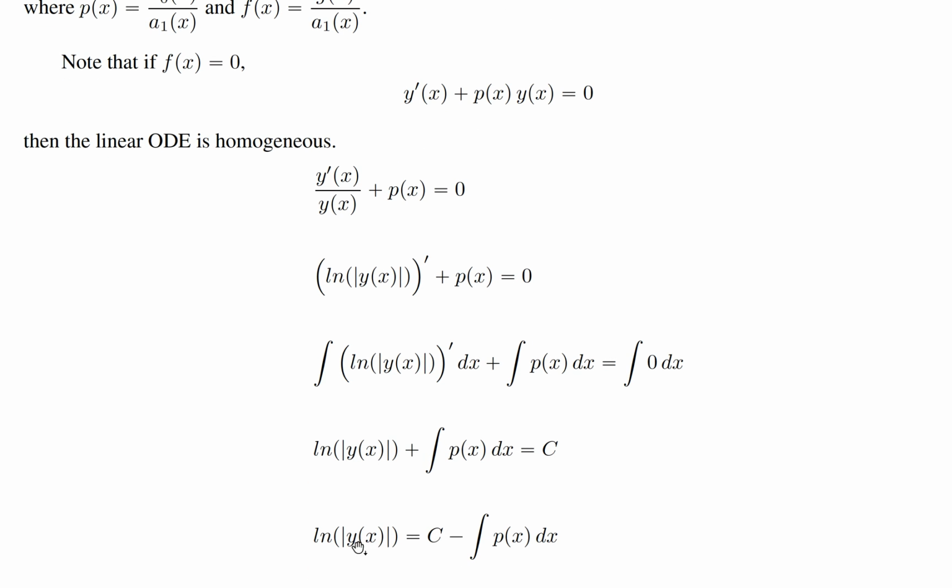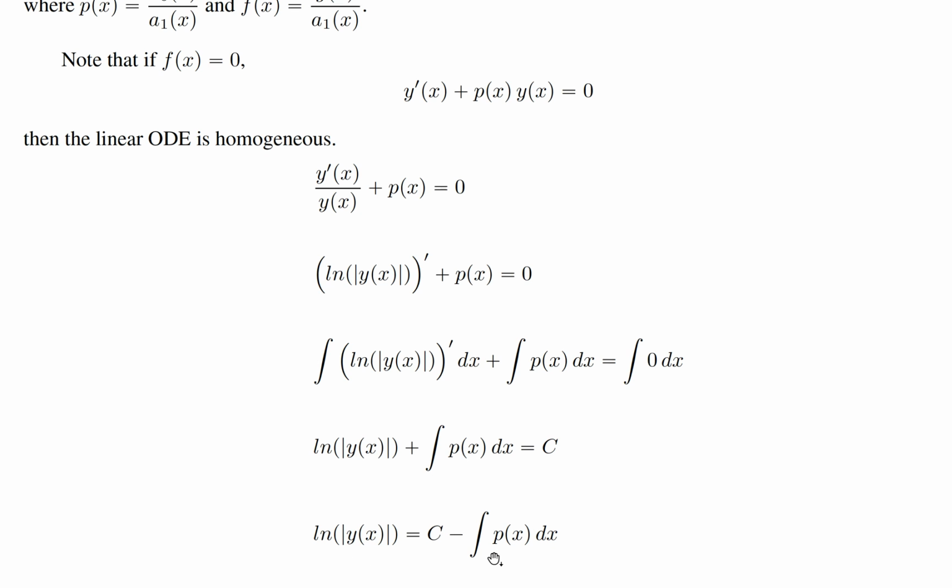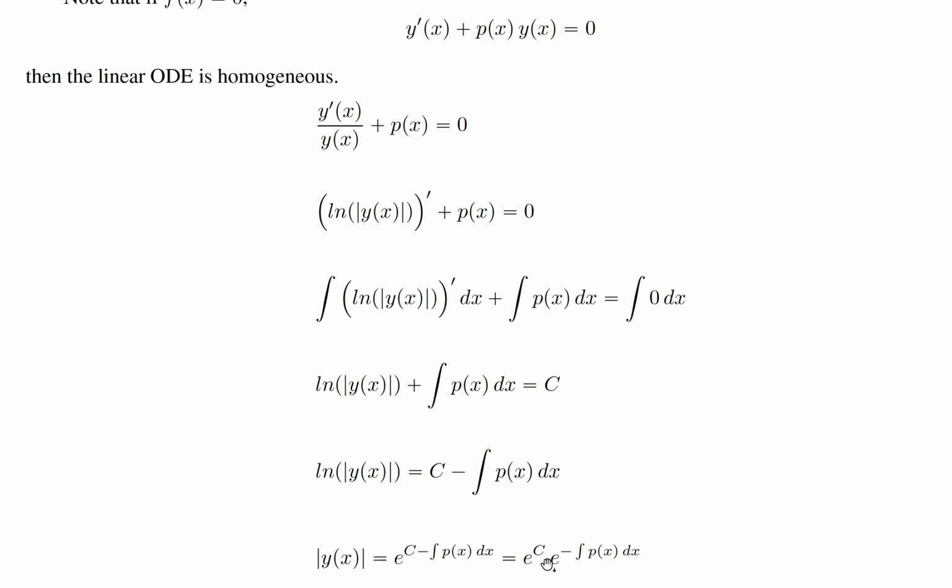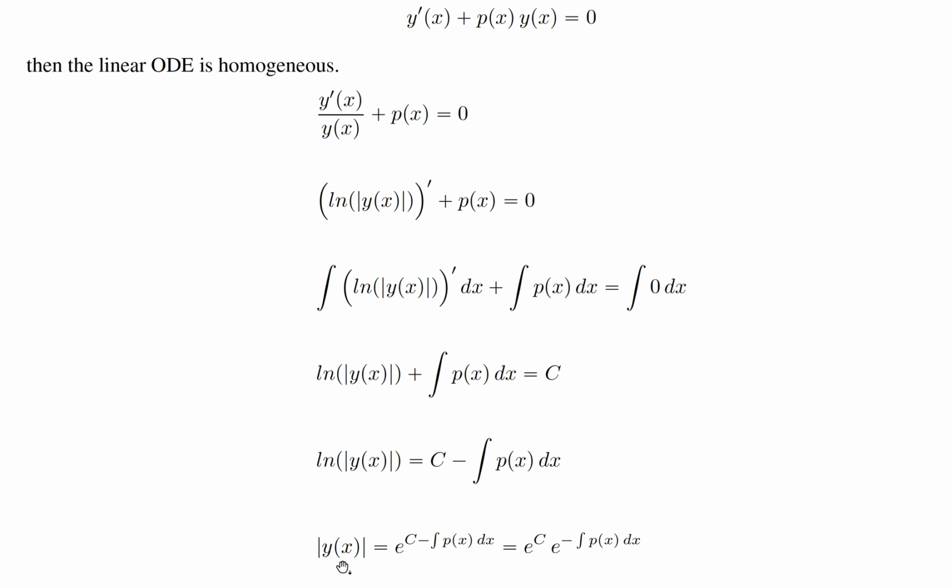And if we move all the terms not containing y of x to one side, then we can take the exponential of this equation. We can take e of the left hand side, which will give us absolute value of y of x, and we will get e to the power of c minus the antiderivative of p of x. Given our knowledge of the exponential function, we know that e to the alpha plus beta is nothing but e to the alpha times e to the beta, so we get the following form.